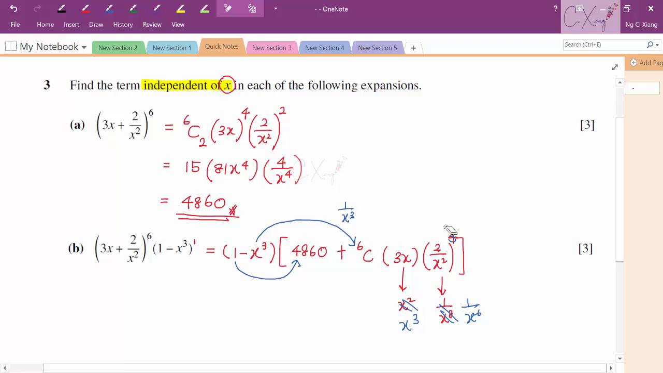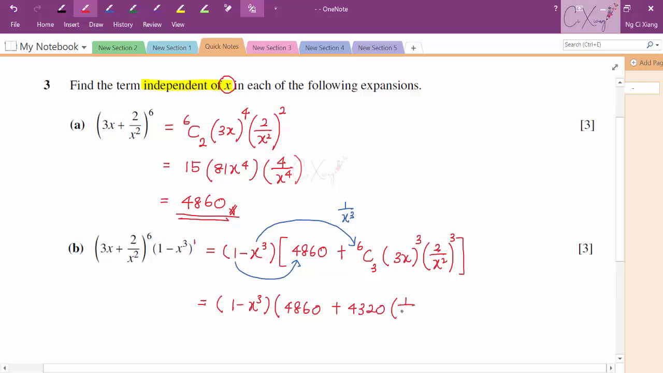Okay, so I rewrite everything again here. After the trial and error method, we get the powers, which are power 3 and also power 3. Then of course 6C3. Okay, so I will try to put in all the values. So 6C3, 3 to the power 3, x to the power 3, and when you multiply everything together, you will have the term which is 4320 multiplied with 1 over x to the power 3.